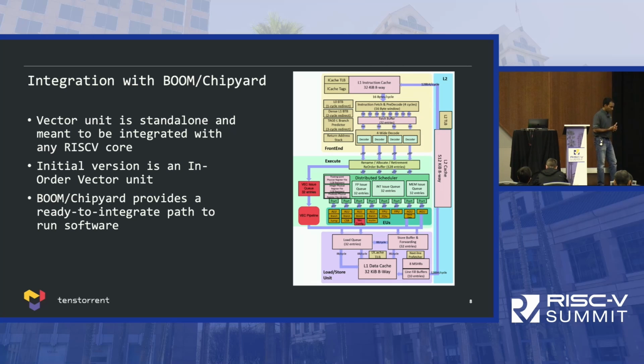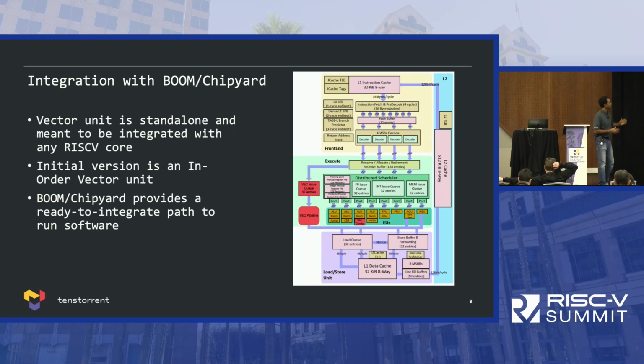And Chipyard mainly because it's a rich environment. It has a lot of stuff already. We can do a lot of simulations. It provides an emulation platform through FireSim for FPGAs. It has a ready-to-integrate path for software, and a lot of IPs: Boom, Rocket, other cores in there. So that's our main motivation.